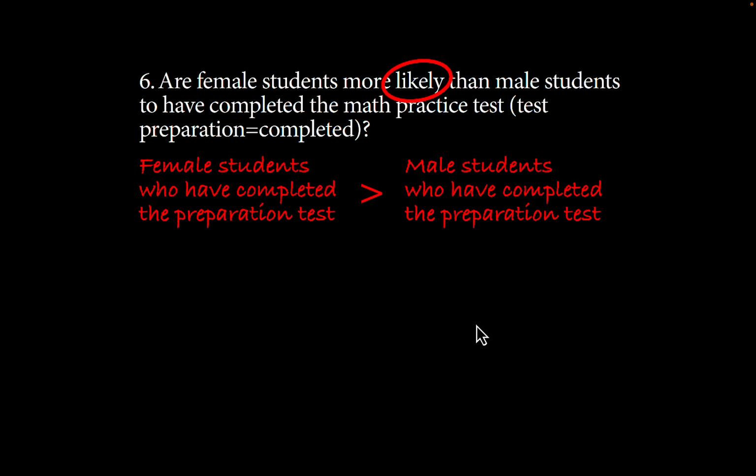If we look closely at this, we'll see that we can find only categories, because female and male students are categories, and so is test preparation completed, because the other option is not completed. So this means that this indeed is a chi-square test sort of problem. And what we need to do is figure out our variables.